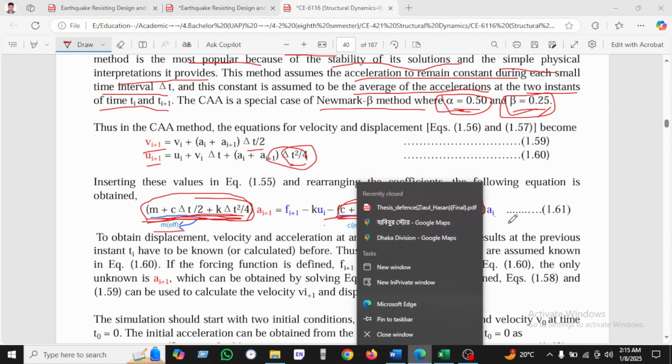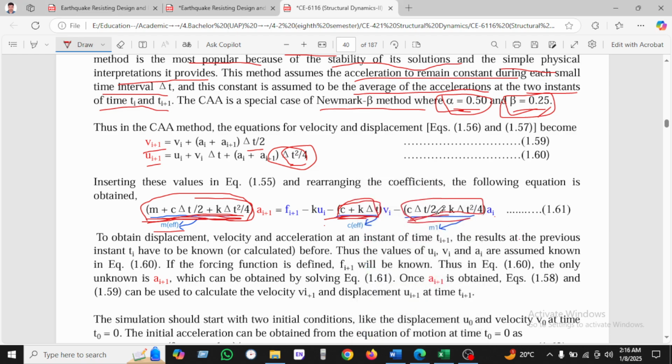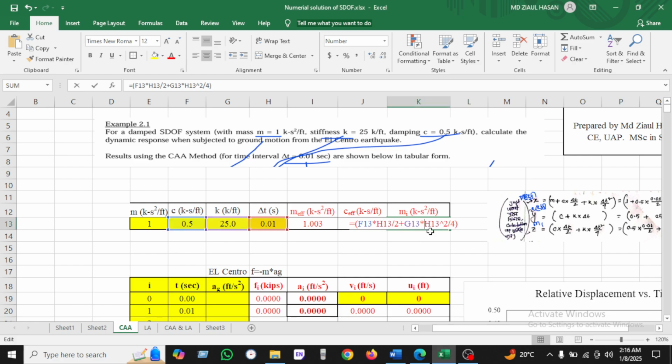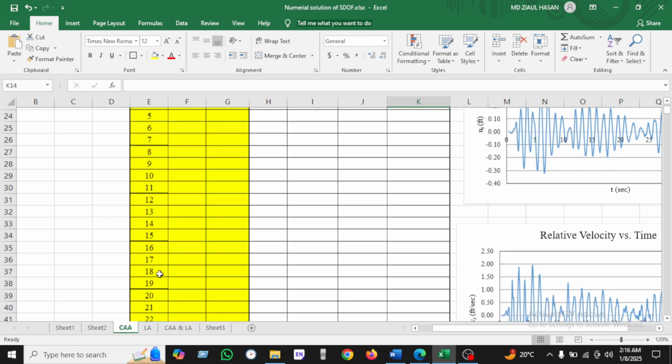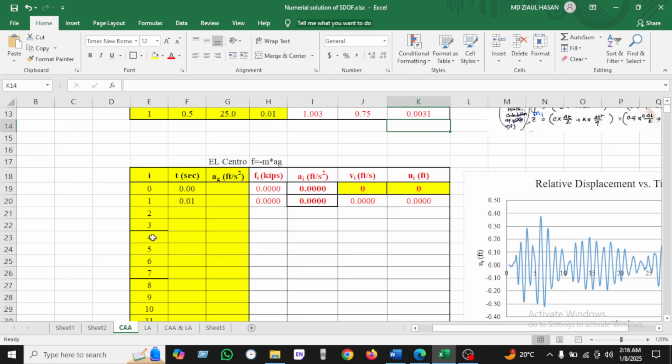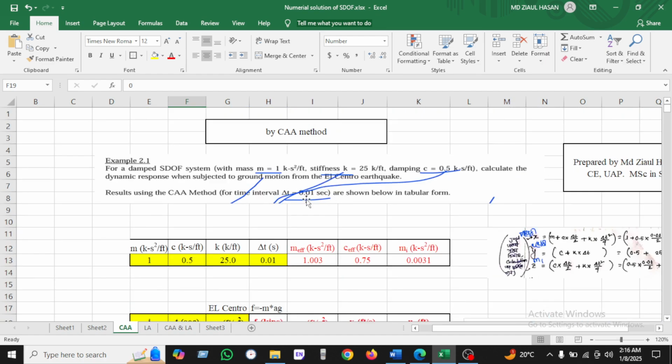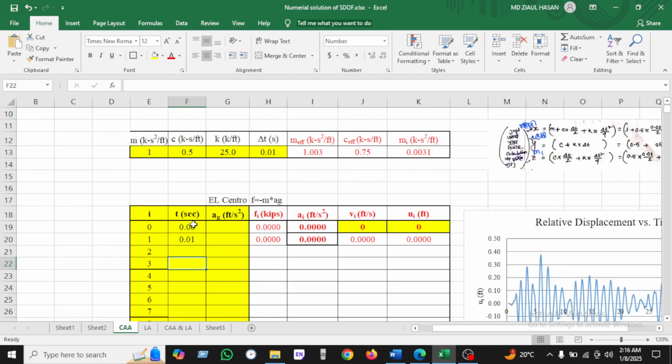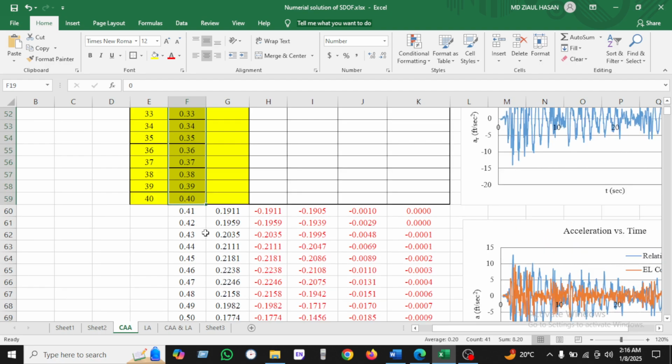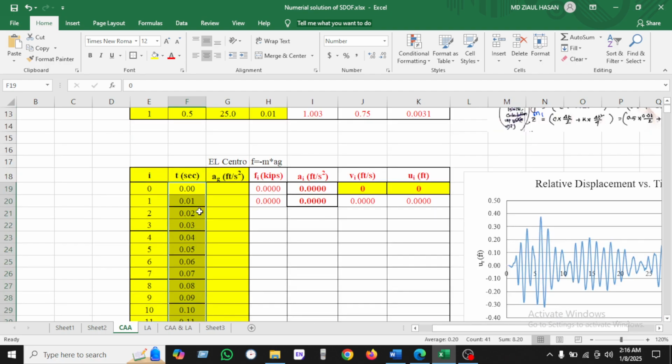M1 is this portion we have been seeing here, C plus delta T divided by 2 plus K plus delta T divided by 4, and putting this value and giving enter, 7.0031. And now we are seeing the ith, and the time interval is given in the question, 0.01. That's why we are taking 0.01, and in this way we are taking how many times we needed, 40 and 42, 43.